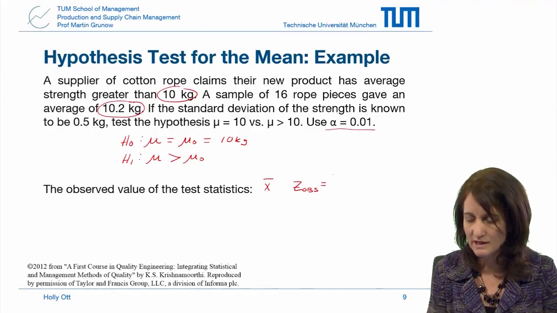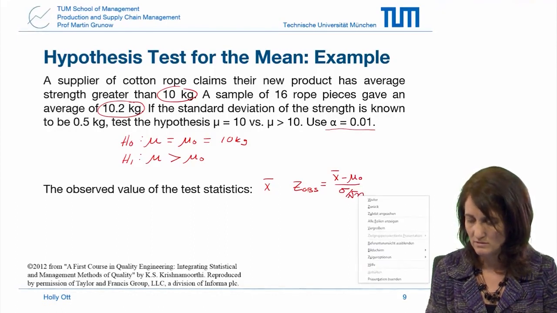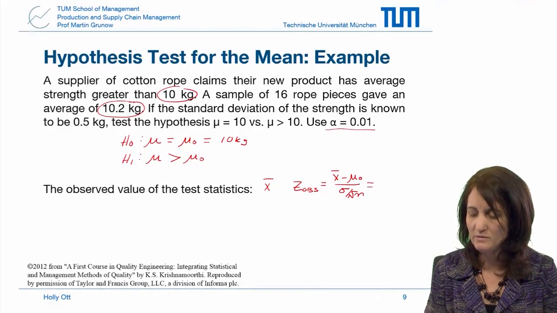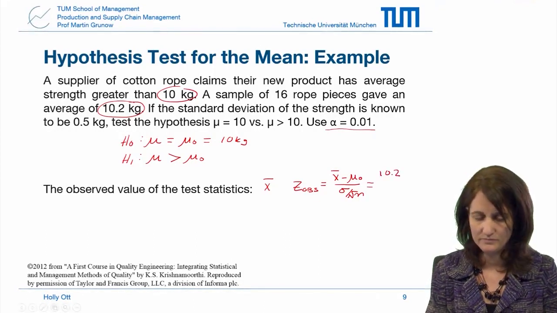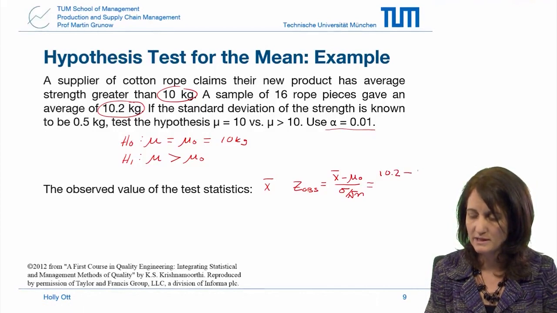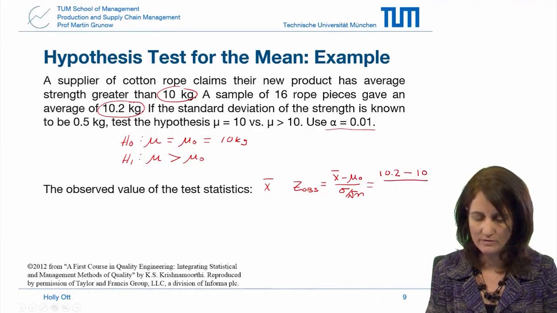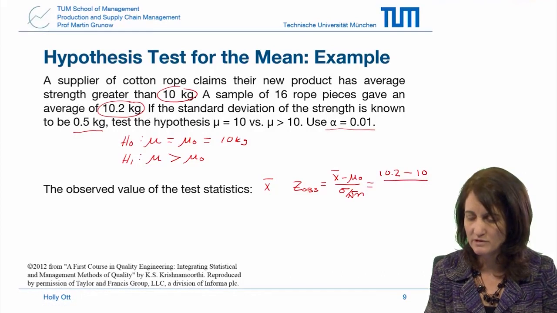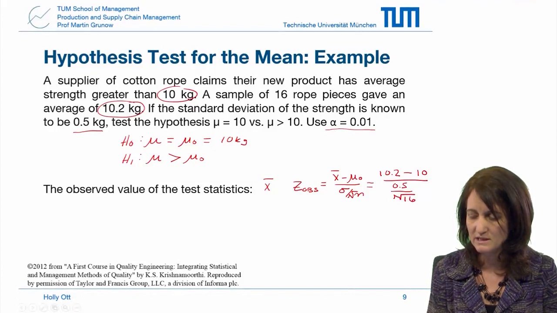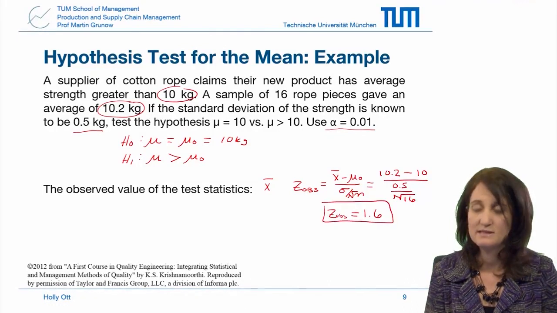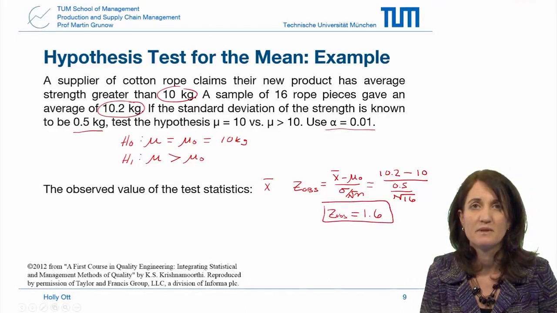Our z observed, we normalize this as x bar minus mu 0 over sigma over the square root of n. We get here 10.2, x bar, minus 10, that's mu 0, over the known sigma, which is 0.5 kilograms, divided by the square root of 16. If you do this, you get 1.6. Z obs equals 1.6.